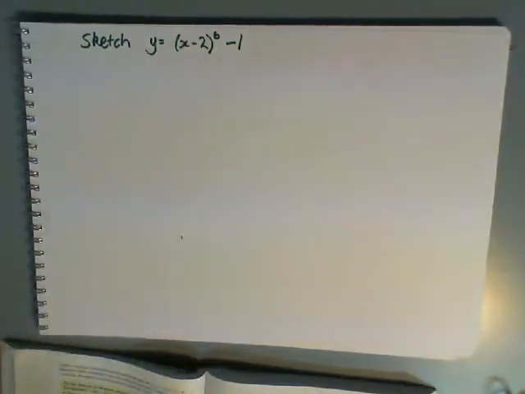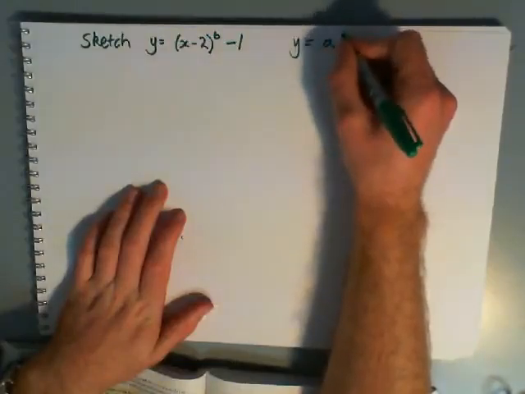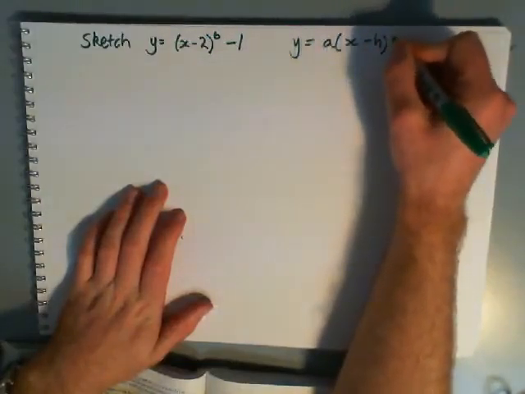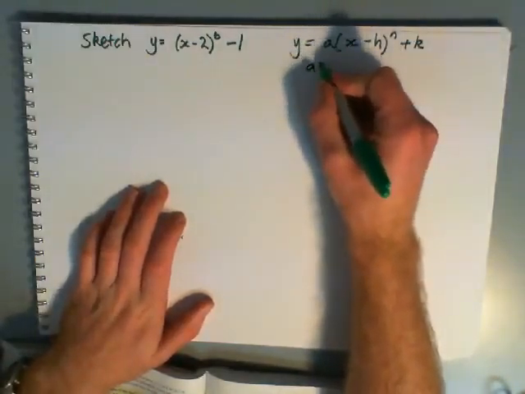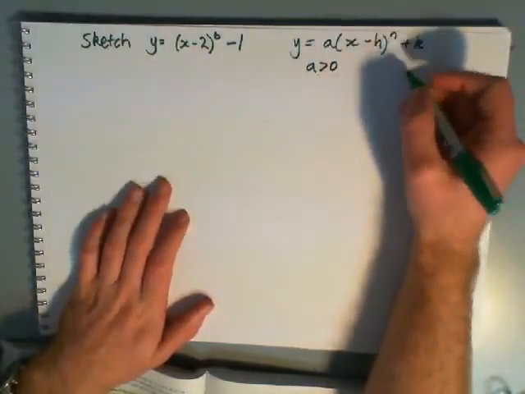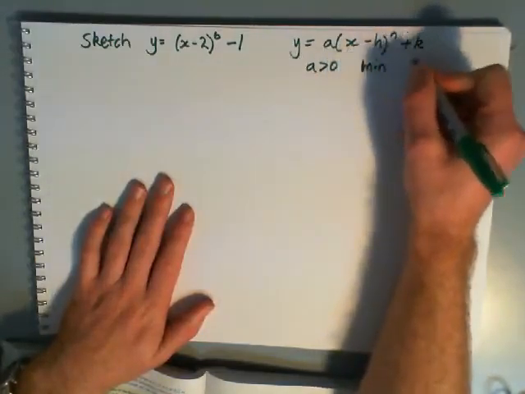Just looking at example 5, it asks us to sketch the graph of y equals (x − 2)^6 − 1. Now, we know our value of a, so again we've got y equals a(x − h)^n + k. We know a is greater than 0, so we're going to have a turning point, or a minimum turning point.